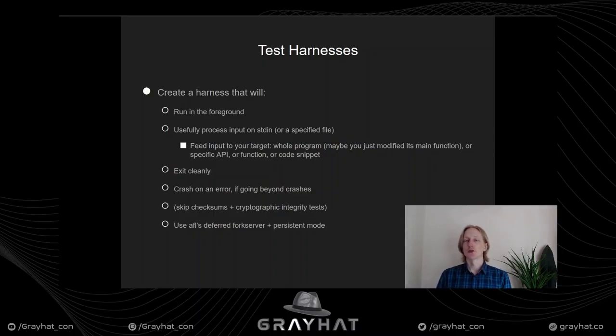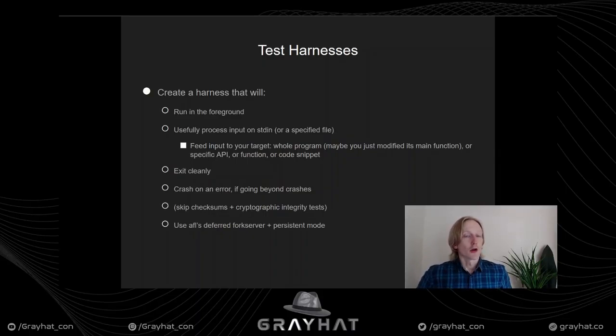Then it has to do some kind of processing on data it receives, either from standard input, like the vulnerable program did, or from a file, which is another obviously very common form of input. And you have to be able to specify the file name like on the command line. Once it's got the data from the file or from standard input, the harness needs to ferry that data to the part of the program that you want to test. Be it the whole program, where you've just modified the main function to change where it gets its input from, or maybe it's just a function or a specific API within the program. Your harness will call that API with the data it's received from standard input or the file.